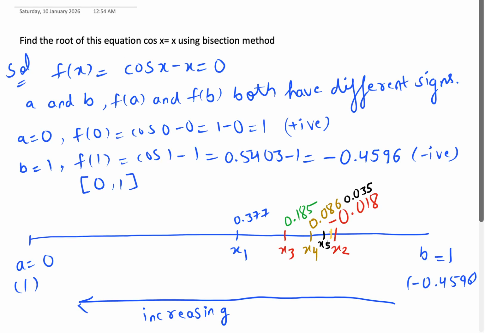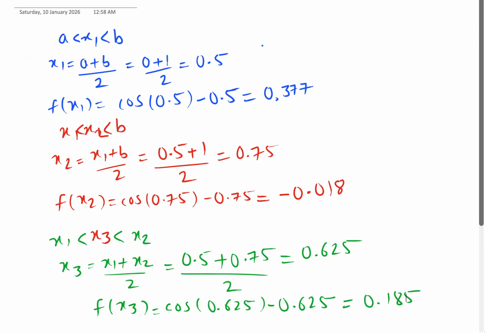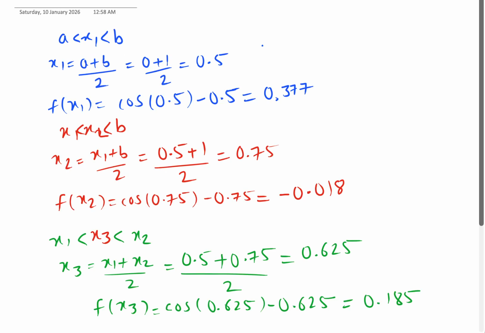So what were our initial values? I'll use from here. Initially a was 0 and b was 1, and the midpoint was 0.5. And what is the value of f of x? Once we put 0.5, it was 0.377.